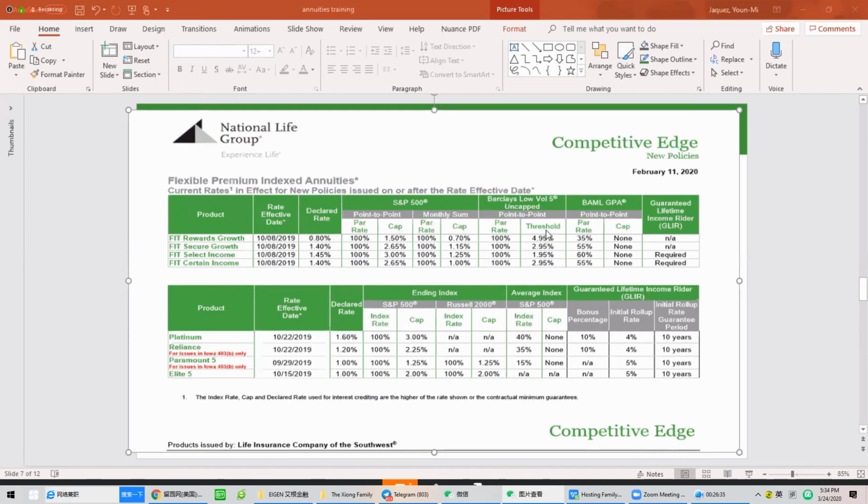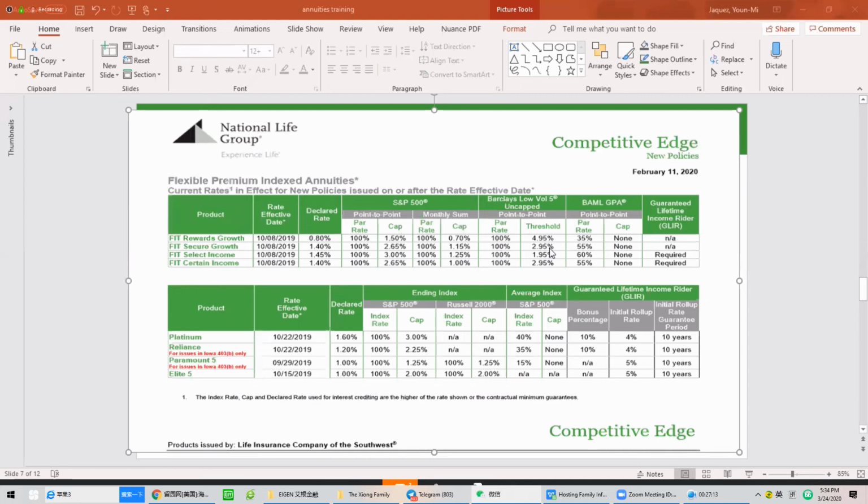Then we get questions on this part a lot. Agents say, what does it mean by threshold? So remember, what threshold means is it's like a spread. A spread meaning that if, say for example, it's 4.95 for FIT Rewards Growth, anything above the threshold, anything above the spread of 4.95, the client keeps. So if this year they get a rate of return of 10%, the client gets to keep 5.05 and Barclays keeps 4.95.